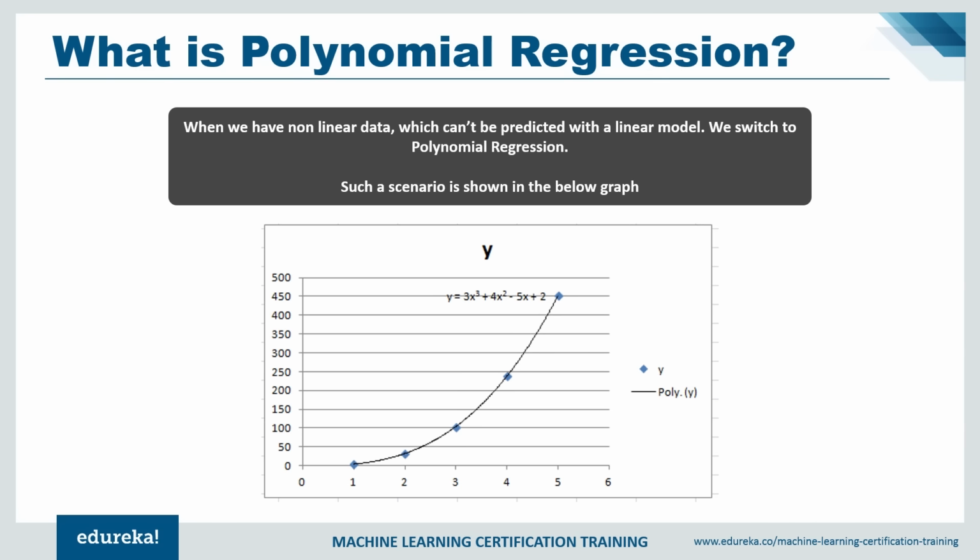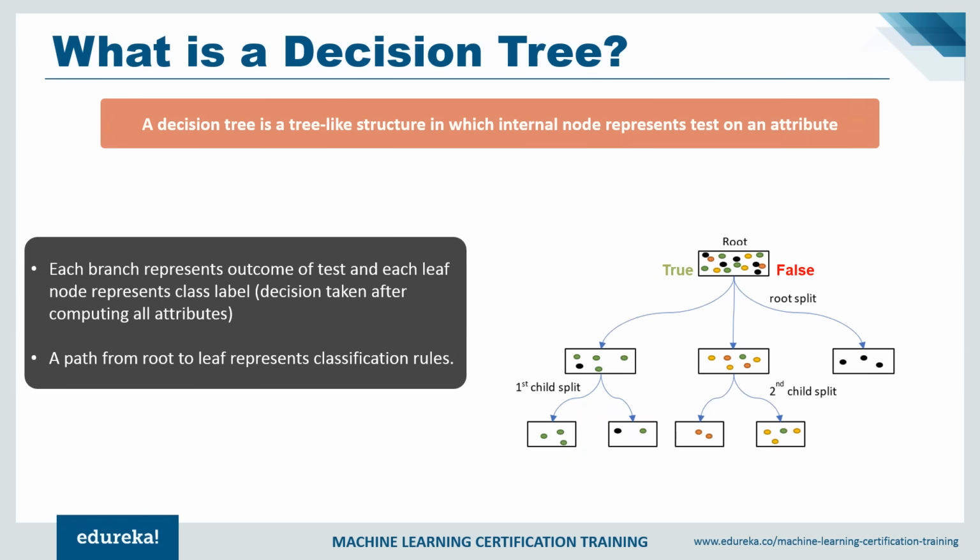Now when we talk about logistic regression, there is an important term which is decision tree. And this is one of the most used algorithms in supervised learning. Now let's understand what exactly is a decision tree. A decision tree is a tree-like structure in which each internal node represents a test on an attribute, each branch represents the outcome of the test, and each leaf node represents the class label, which is the decision taken after computing all attributes. A path from root to the leaf represents classification rules, and a decision tree is made from our data by analyzing the variables.